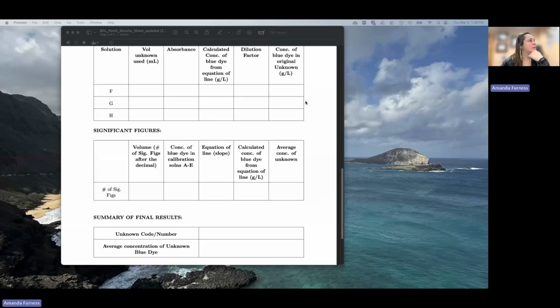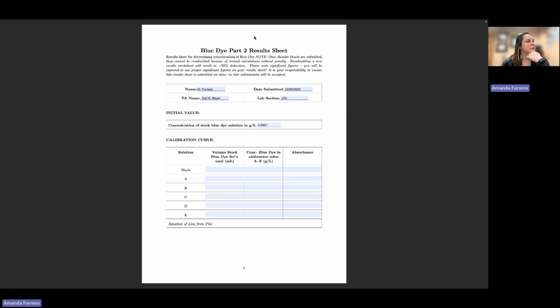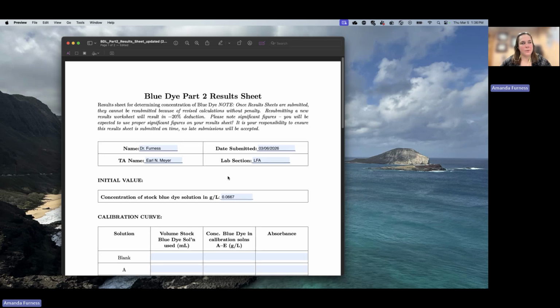Okay, so here is the result sheet that you will be filling out and that you need to submit. If you have Preview or some sort of PDF editor, you're able to edit the document directly on it. So that way you don't have to print this out and handwrite everything. Highly recommend doing this if at all possible, just because it makes it a lot easier for the graders, or I guess it eliminates the need to be able to read your handwriting.